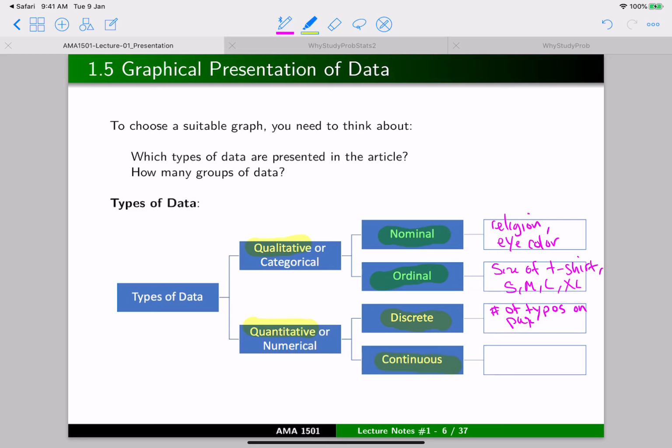Continuous data is, for example, something like the weight of a person, the time that a light bulb lasts before it dies, right? Time a light bulb lasts.